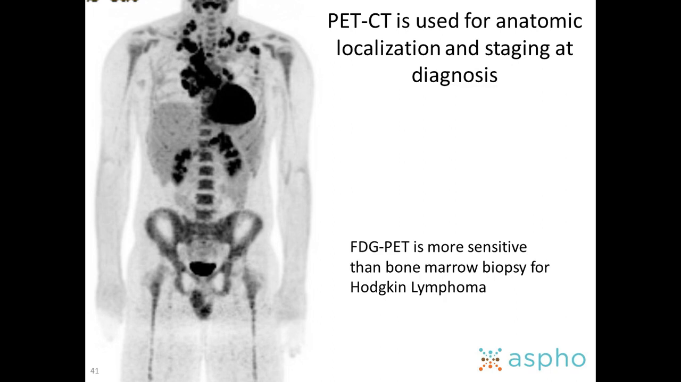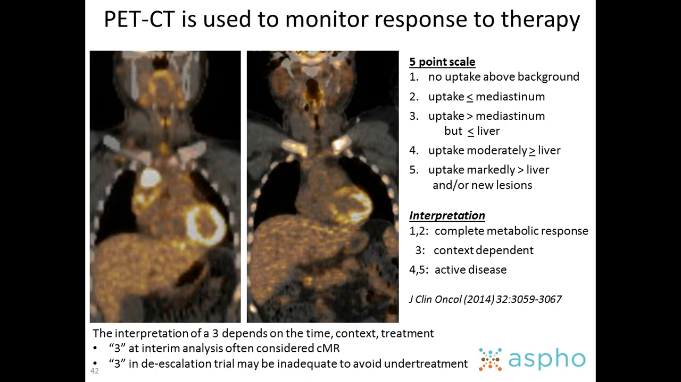Here's an example of using a PET CT for anatomic localization and staging at diagnosis. And you can see here that there's diffuse marrow involvement in both proximal femurs as well as the bony pelvis. We use it to monitor response to therapy. The current standard, based on the Lugano criteria, is the 5-point Deauville scale that compares the uptake in the tumor site to the mediastinal blood pool as well as the liver.